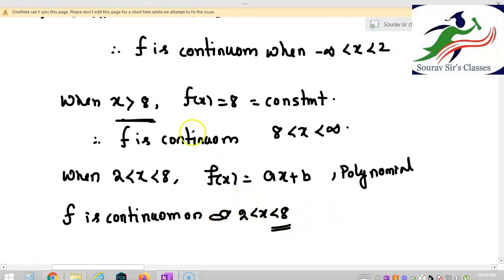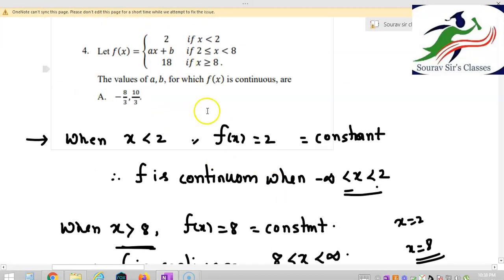Now observe that f is continuous on this range and this range. We just need to check the continuity of f at x equal to 2 and x equal to 8. Are you getting my point? f is continuous when x is greater than 2 and less than 8, continuous when x is greater than 8, and continuous when x is less than 2. It remains that we need to check the continuity of f when x is equal to 2, and when x is equal to 8.